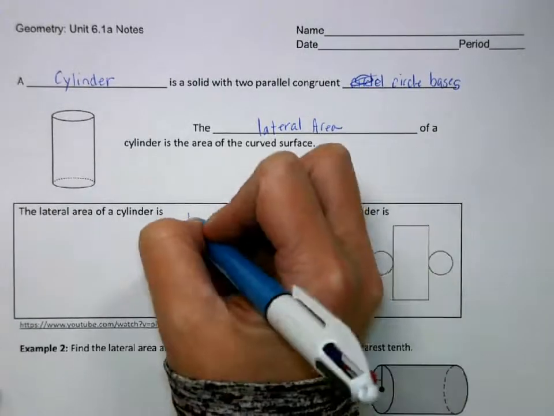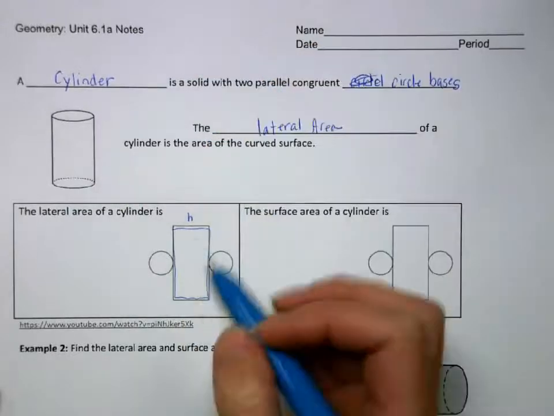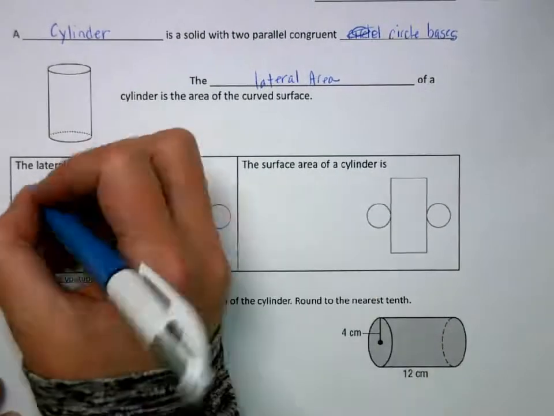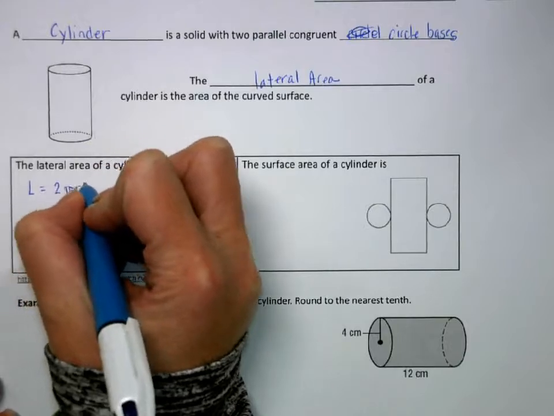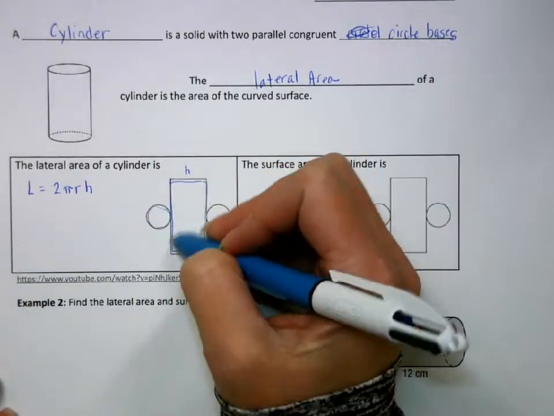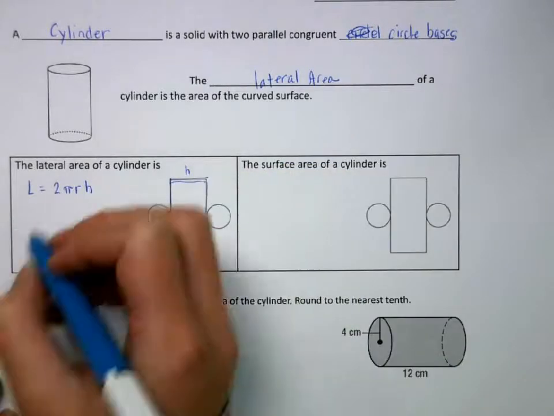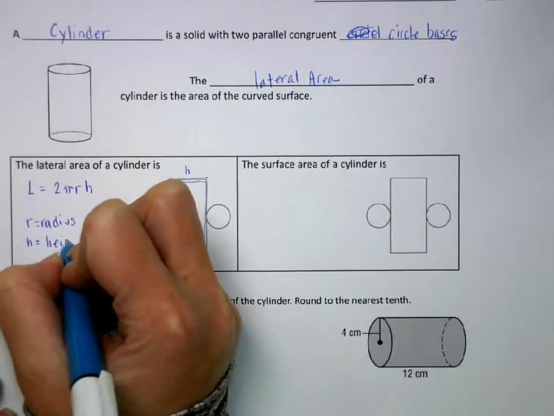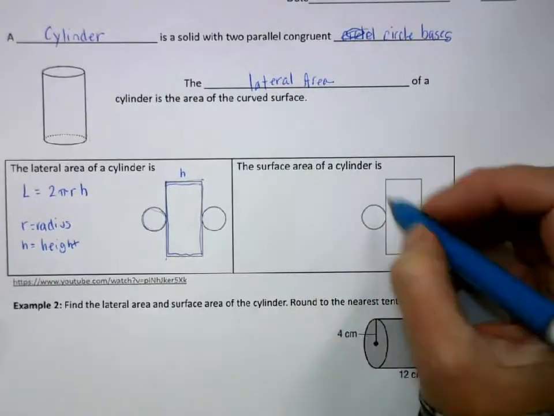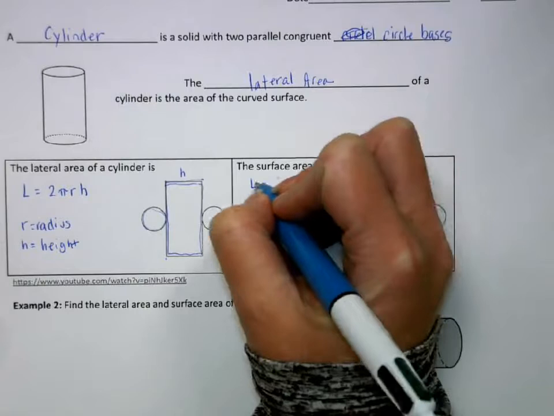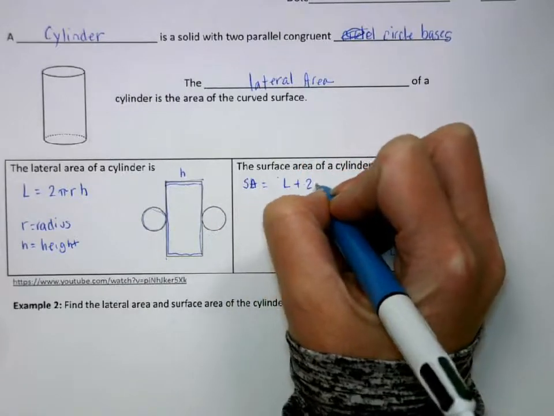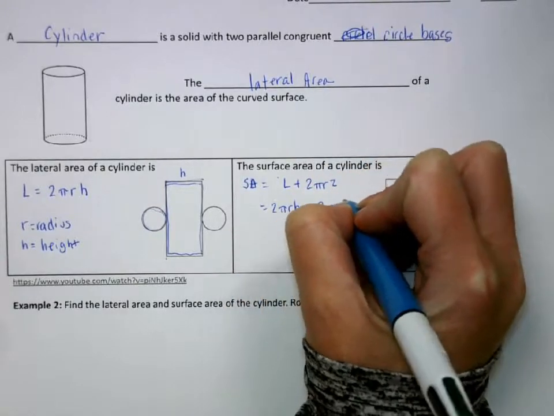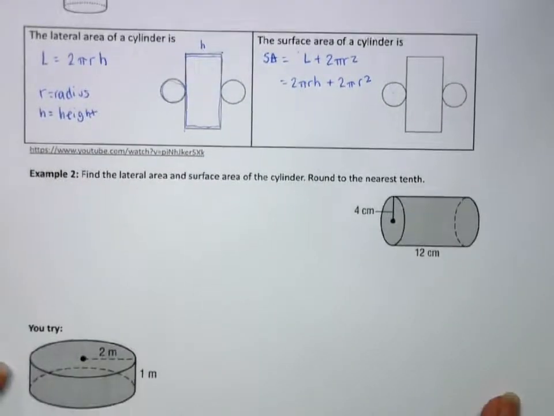This dimension here is going to be the height, that distance. This is the perimeter of a circle, which is really the circumference. So the lateral area is going to be 2 pi r h. This distance is the circumference, this is our height. R is the radius, and h is our height. For surface area, we want everything, so we're going to add in these 2 circles. So it's going to be L plus 2 pi r squared, or 2 pi r h plus 2 pi r squared.